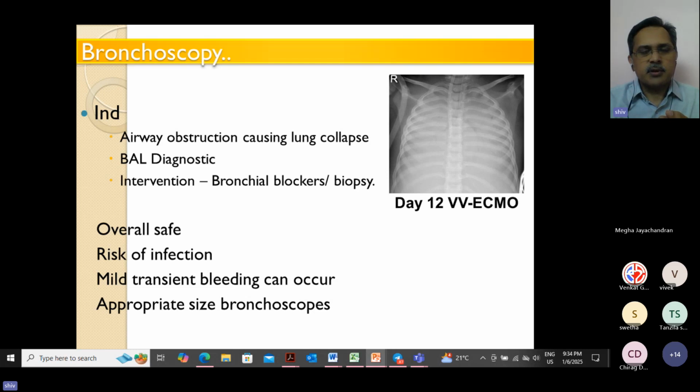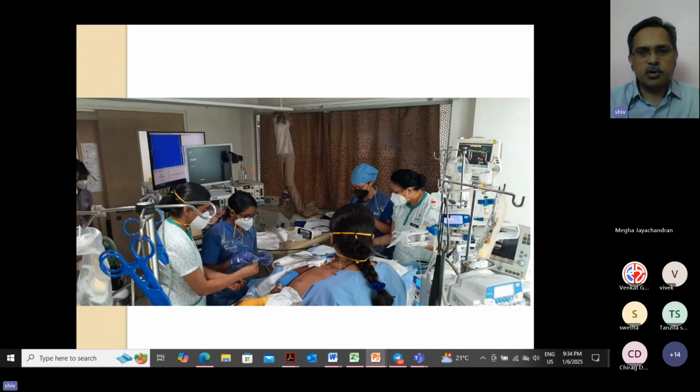Overall, it is safe. The main thing is the risk of infection, for which we prefer using disposable bronchoscopes, which are not very expensive, and having a dedicated bronchoscope for a particular patient. The challenge in children is that we need to have appropriate size bronchoscopes. The smaller the kid, the more challenging it becomes. So it's important to have different sizes of bronchoscopes in pediatric age groups so that we can successfully do these procedures. This is one of our patients undergoing a bronchoscopy procedure.